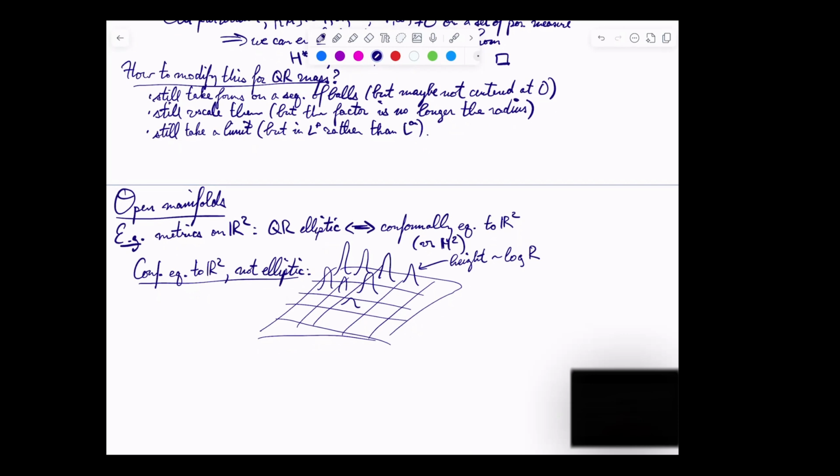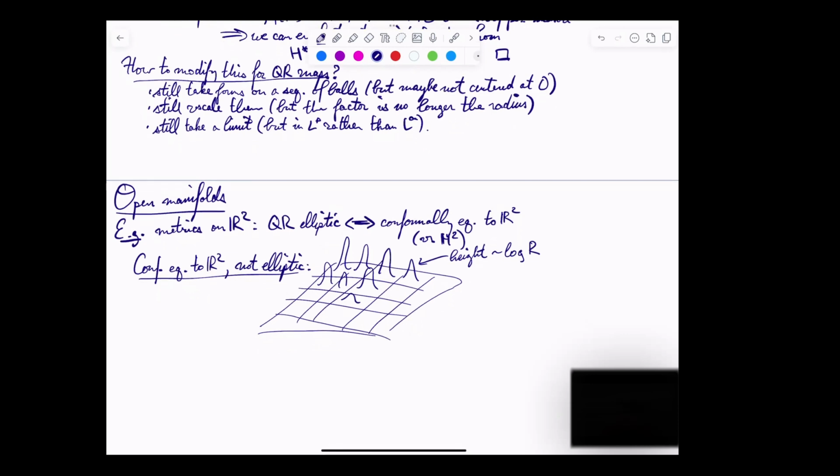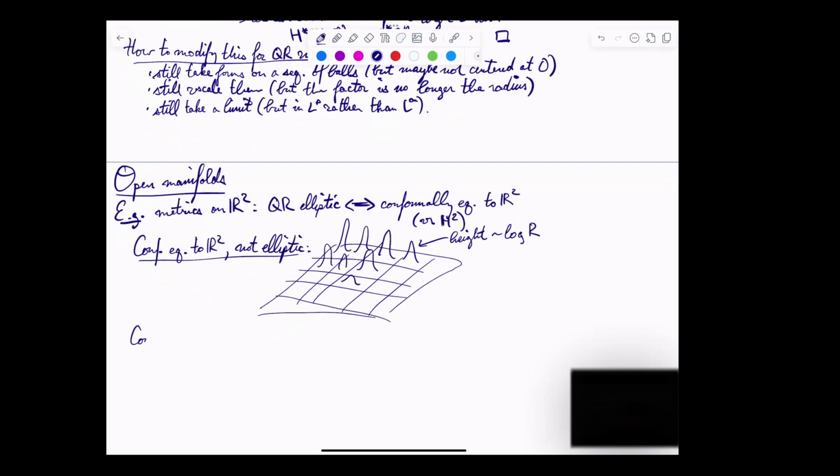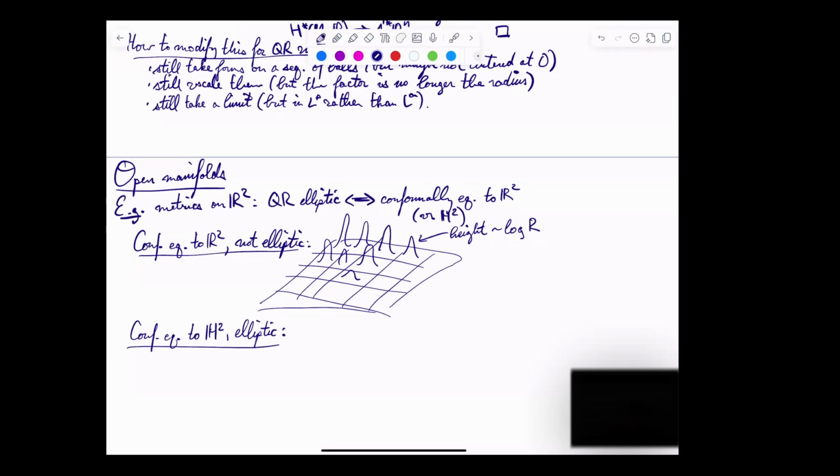But yeah, it turns out that this is not elliptic. And then if you want something conformally equivalent to H2, but it is elliptic, you just have to take a radially symmetric metric with curvature 1 over r squared at radius r.